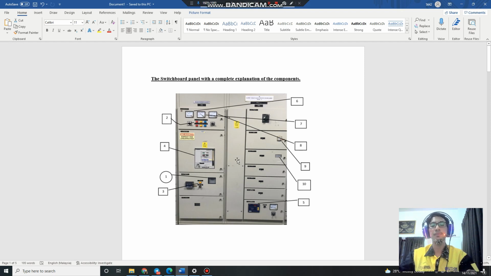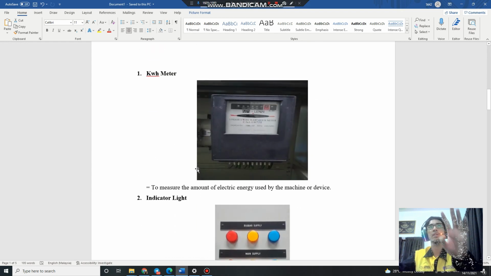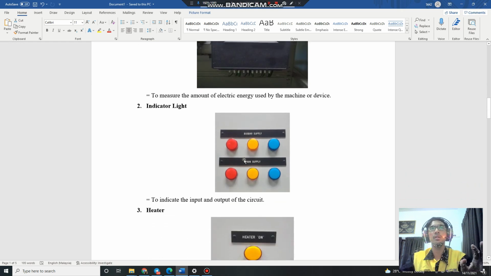As labeled, I will zoom in. You can see the switchboard contains two sets at the lab. Firstly, we have the kilowatt hour meter. We use this to measure the amount of electric energy used by the machine or device that we measure. Then the indicator light contains main supply and bus bar supply, which will light on to indicate the input and output of the circuit, whether it is functioning or not.